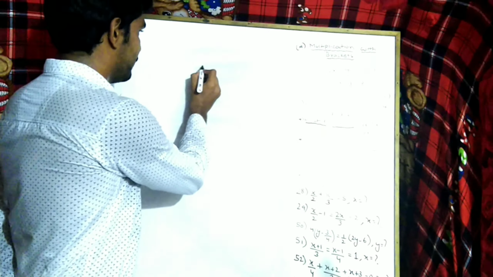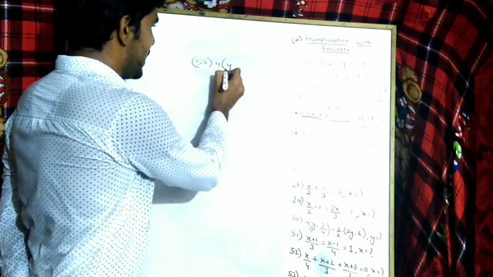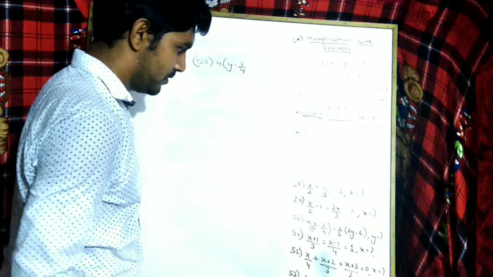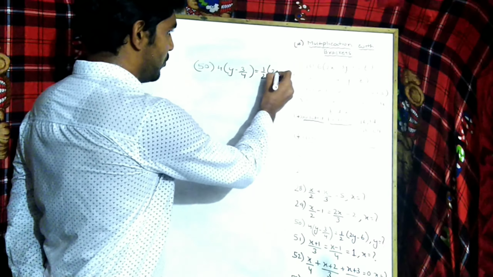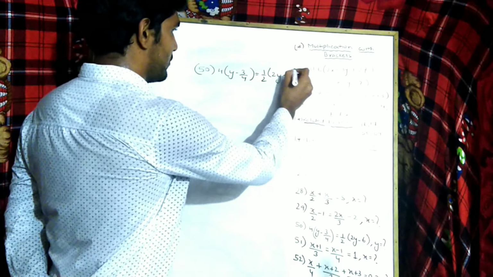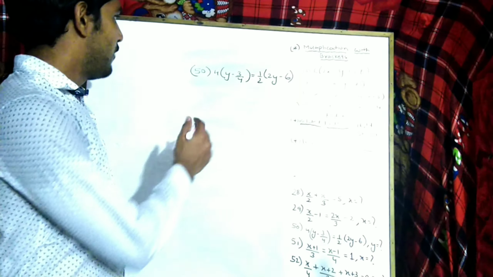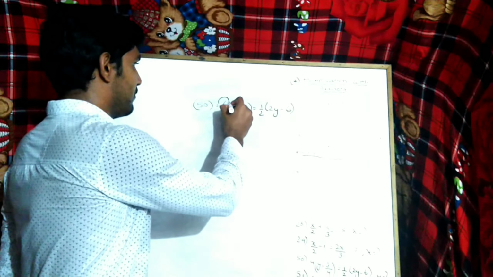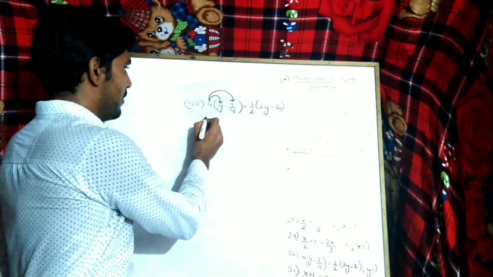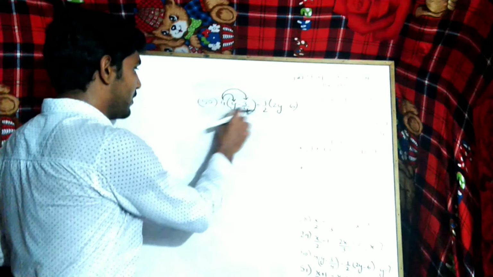Now let's take the 50th problem. 4 into y minus 3 by 4 is equal to 1 by 2 into 2y minus 6. We have to find the y value. First, open the brackets. Multiply this one and this one. 4 into y will be 4y. Very good. Otherwise I will write 1 by 1.